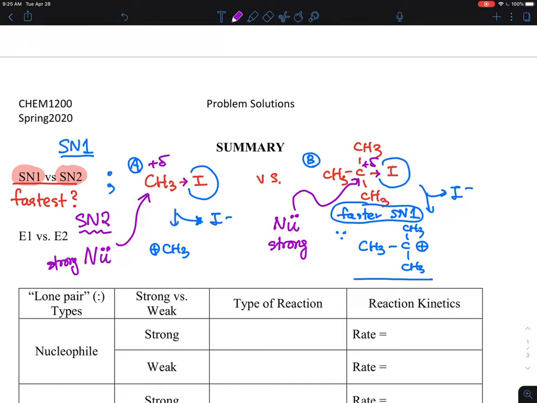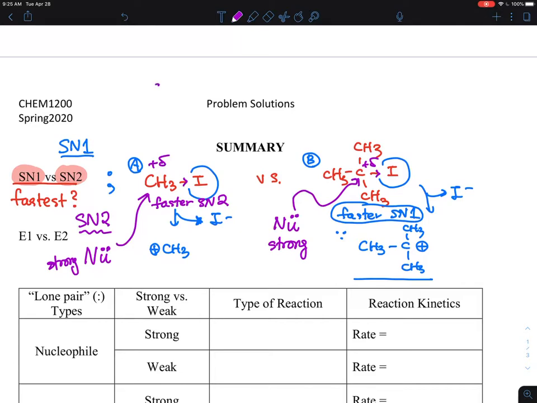So that's the one, right? So here's a tricky part. That's why the answer is, I think, a faster SN2. And why will it be that? Think about why it will be that.